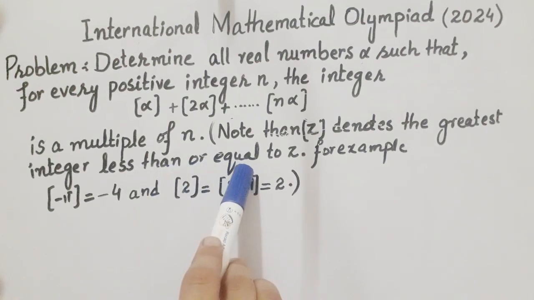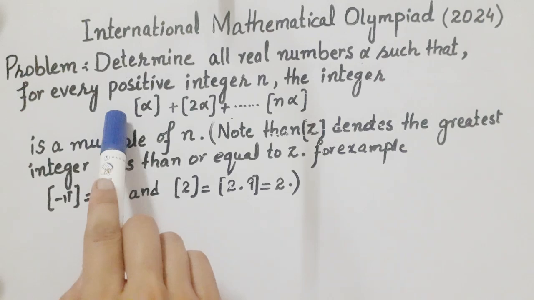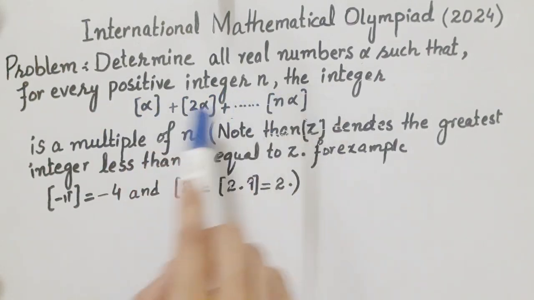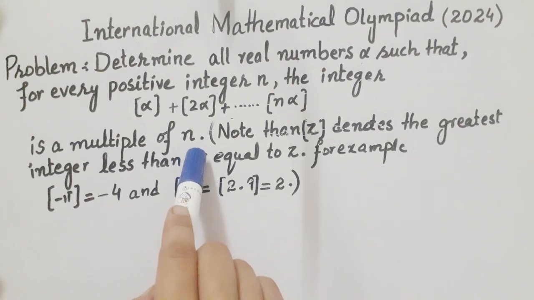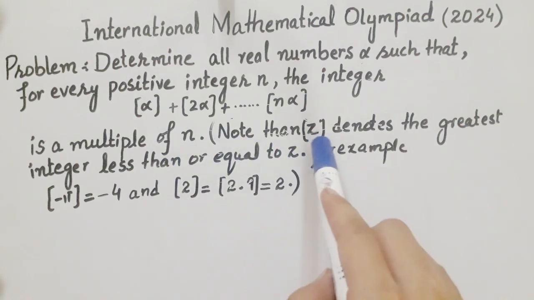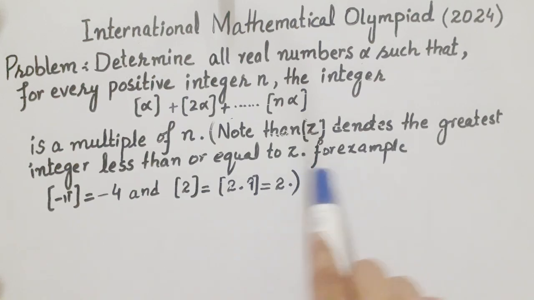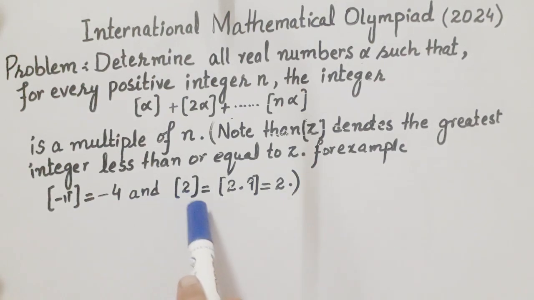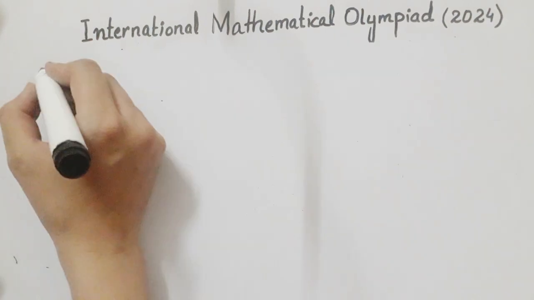Let's dive in. The problem is: determine all real numbers alpha such that for every positive integer n, the integer floor(alpha) plus floor(2 alpha) up to floor(n alpha) is a multiple of n. Note that floor(z) denotes the greatest integer less than or equal to z. For example, floor(-5.4) is equal to -6 and floor(2.9) is equal to 2. We will solve this step by step in a very easy and simple way.